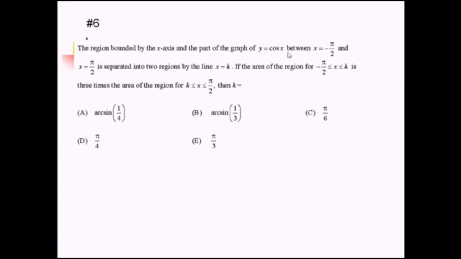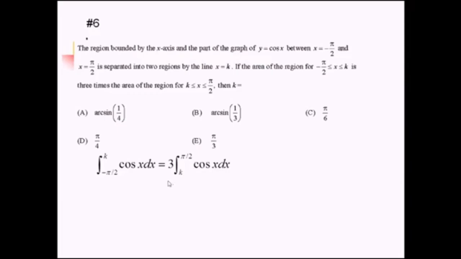My first region then I can express as the integral from negative pi over 2 to k, because I'm going from this negative pi over 2 to this vertical line that they want us to draw, of cosine of x dx. So this is my first integral. Now they're telling me this area is 3 times the next integral. So that's going to be 3 times the integral from k to pi over 2. That's this next area here. And that's still going to be cosine of x dx. It's the same function, it's just a different region of that function.